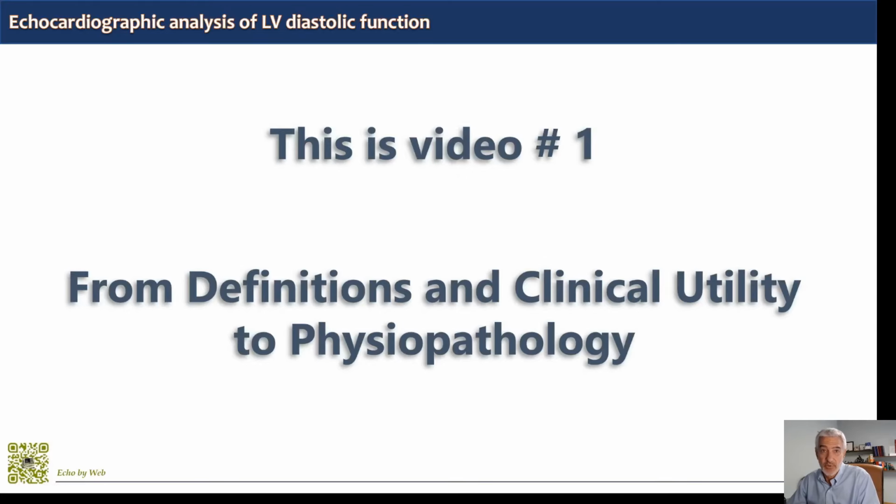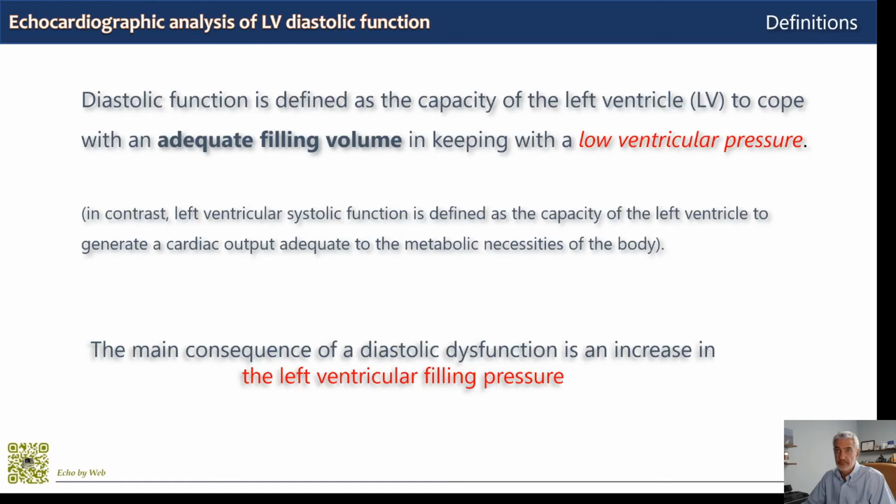This is video number 1, from definitions and clinical utility of echocardiography to physiopathology. So, what is diastolic function? It is the left ventricle's ability to accommodate an adequate filling volume to produce the requested stroke volume while maintaining a low filling pressure. By contrast, systolic function is defined as the capacity of the ventricle to generate a cardiac output which is adequate to the metabolic necessities of the body.